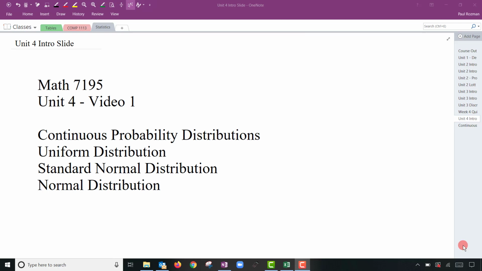Today we're moving on to continuous probability distributions. We'll talk about the uniform distribution, the standard normal or Z distribution, and then general normal distributions. We'll learn how to read the Z table to determine probabilities, and we'll also take a look at how Excel handles these things. So I guess we can just dive right into this new unit.